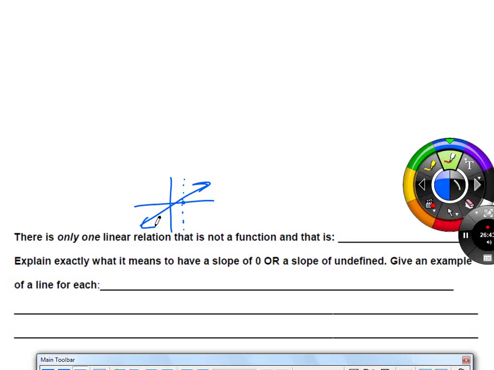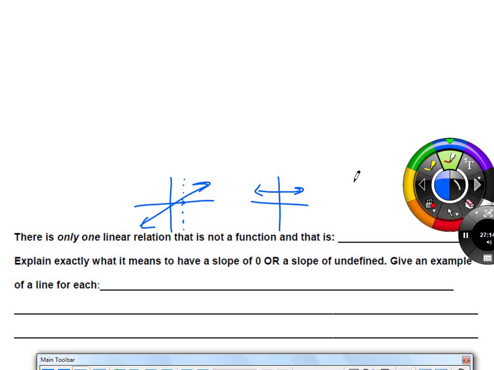What kind of line is there that would fail the vertical line test? Now, it has to be linear. So think about our special cases. So as long as it has a slope, a vertical line is never going to cross it twice. Do you have the answer for us? No? Okay, what about a horizontal line? Does it pass or fail the vertical line test? It passes. Every vertical line still only crosses it once.